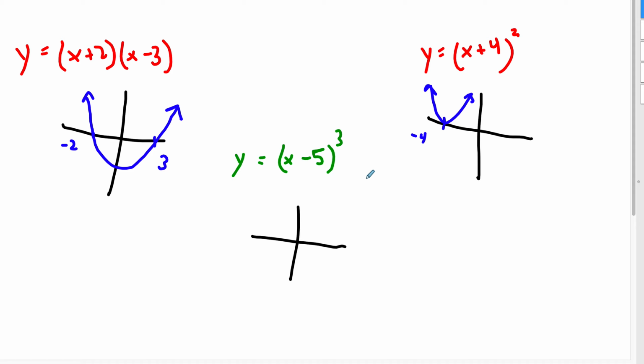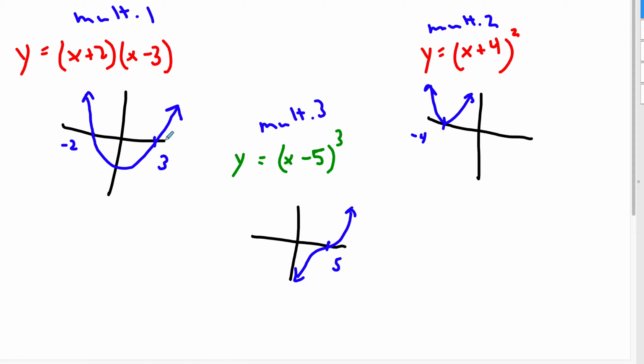This is a cubic model. Remember, cubic models generally look like this, right? And what's going to happen? Well, it's going to cross at +5 because that's where the root is. So just to save myself a little bit of grief, this is going to cross right like that, okay? Now, do you see a difference between these multiplicities? Remember, these were multiplicity 1 zeros, multiplicity 2 zeros, and multiplicity 3 zeros.